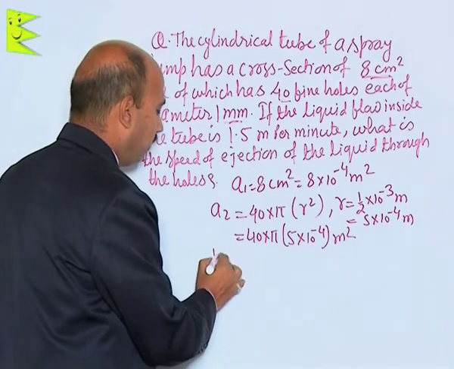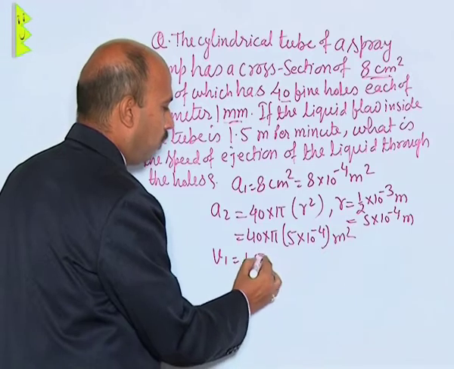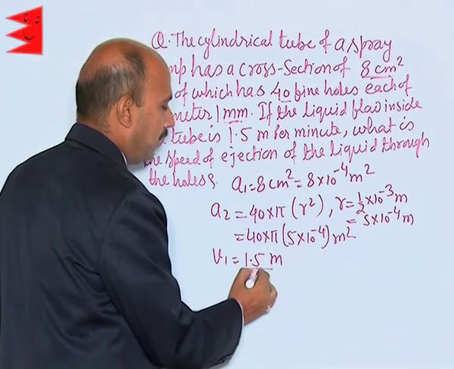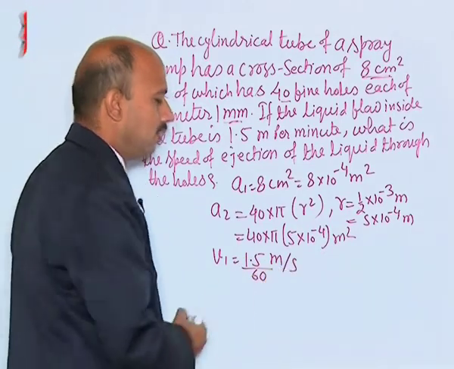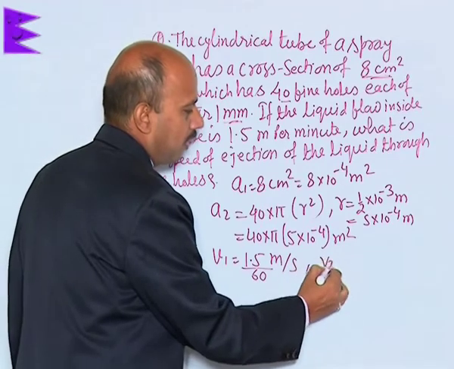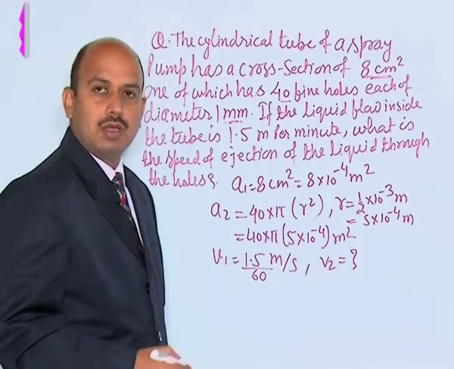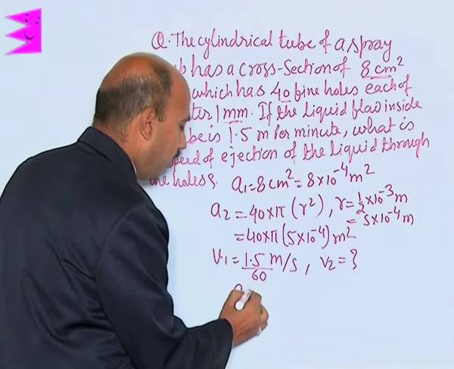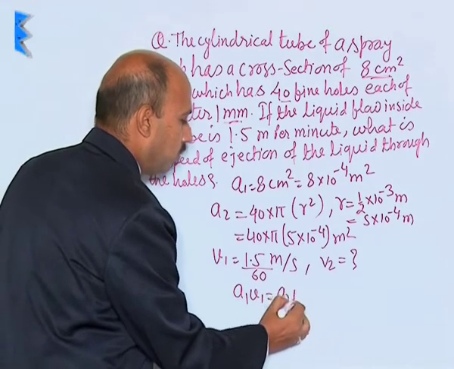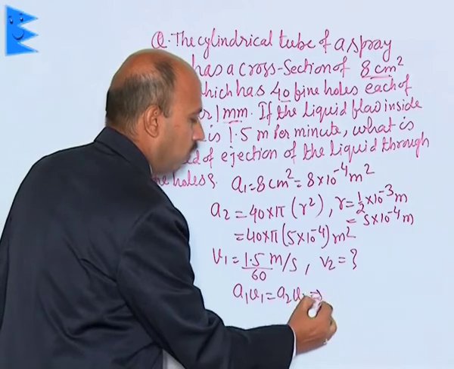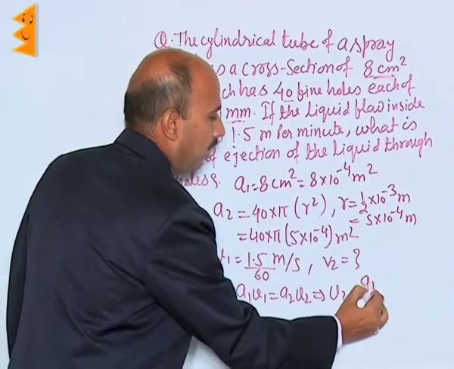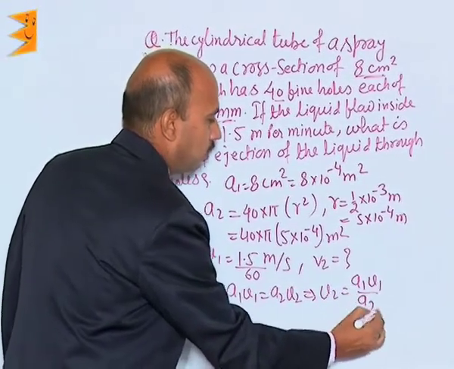Now V1 is given to you, 1.5 meter per minute, so we can convert it into per second, and now we have to calculate V2. Use this equation, A1 V1 is equal to A2 V2. So V2 is equal to A1 V1 divided by A2.